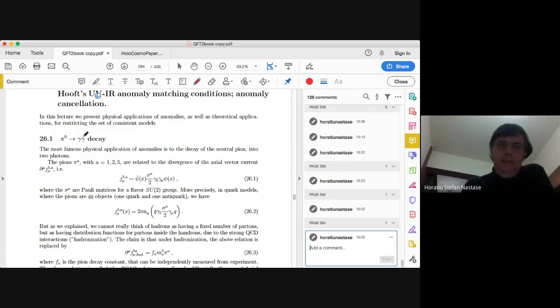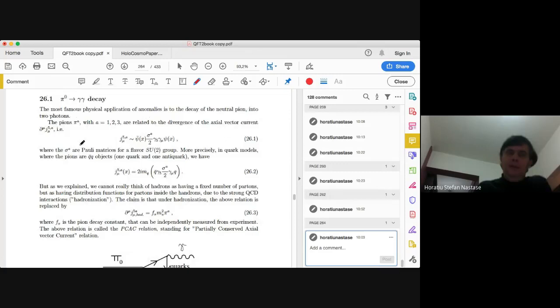Whereas pi plus and pi minus cannot decay, pi zero can decay into two photons. So the decay we're interested in is pi zero going to gamma gamma. The reason this can happen is because the pions are related to the divergence of the axial vector current. The axial vector current means psi bar T^a gamma^5 gamma^mu psi, where the generators of the symmetry, the Pauli matrices sigma^a over 2, are the generators of SU(2) for the pi plus, pi minus, pi zero.